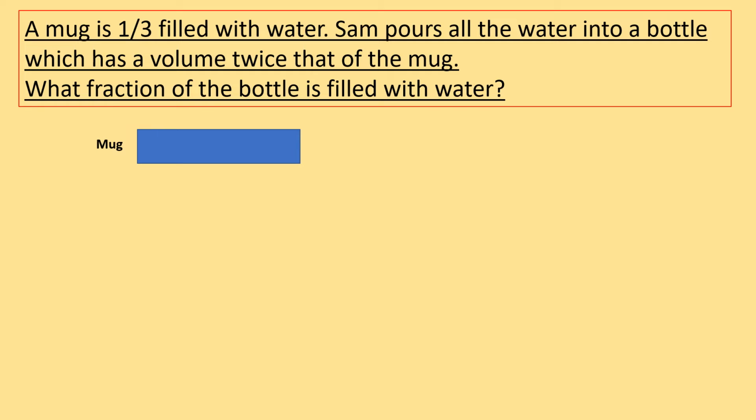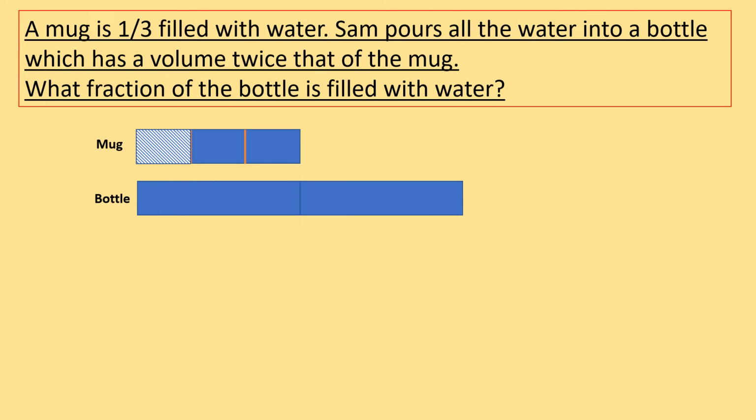But first, let's try to understand the block of water. The water block for the mug. So 1/3 is actually filled with water. So you break it up into 3 and 1/3 is filled with water. So that is for the mug. And how about the bottle? Can I just draw one block like this? No, I can't because the bottle is actually twice the size of the mug. So it actually has to be 2 times.